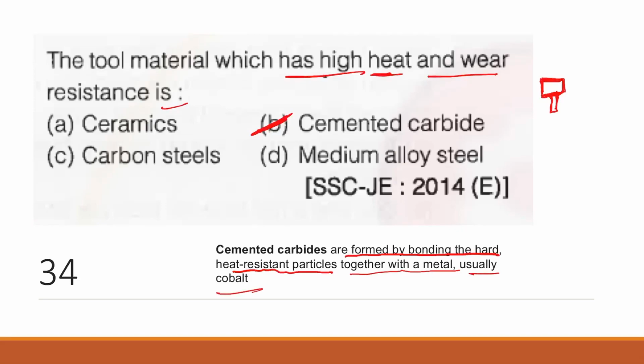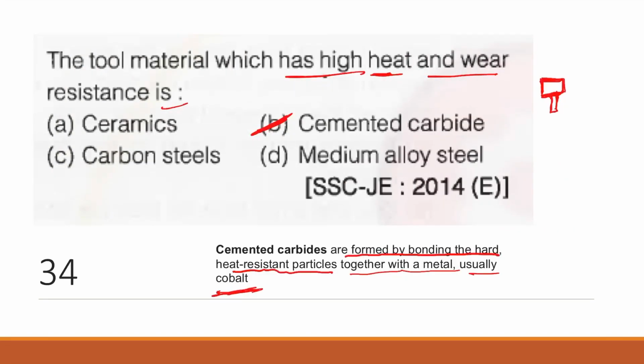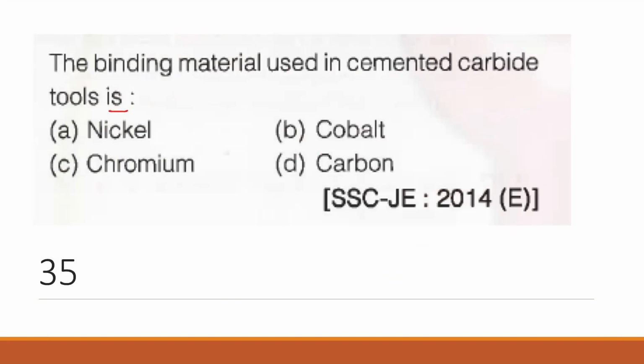Right. So the next question. The binding material used in cemented carbide tool is. As we discussed previously, cobalt is the binding material we use in cemented carbide tools. So the correct answer is B, cobalt. This is also a very important question asked in SSC JE 2014 examination. Now the next question.